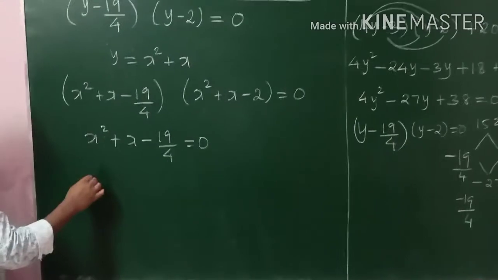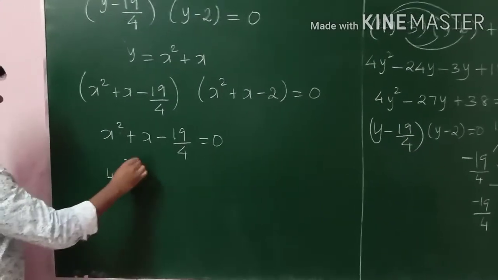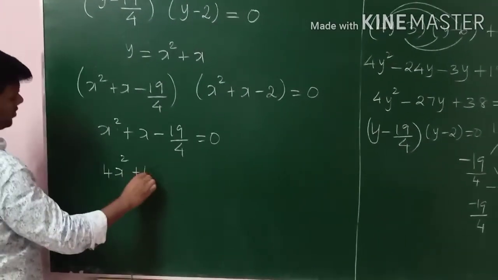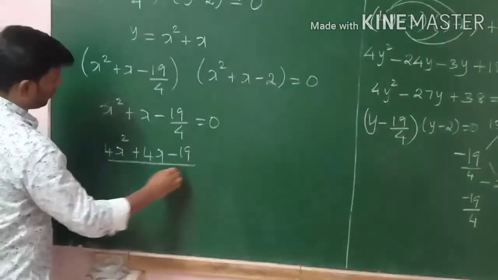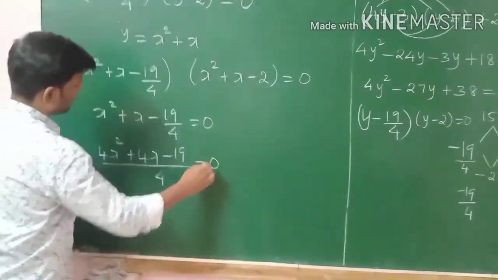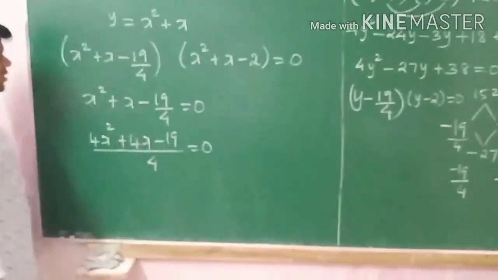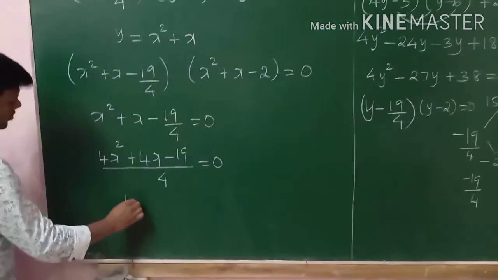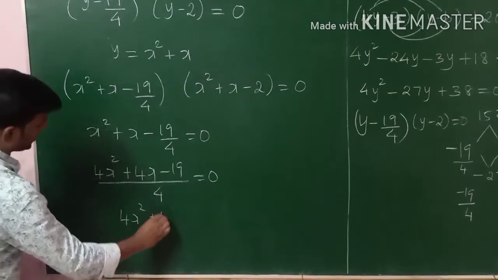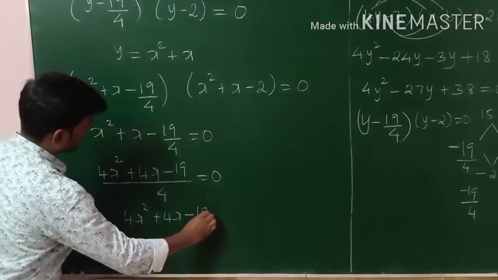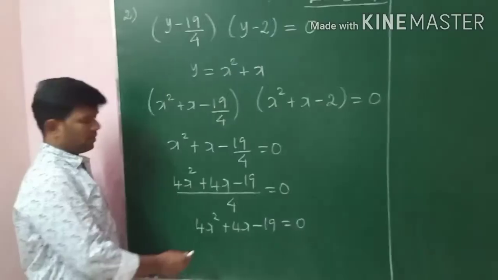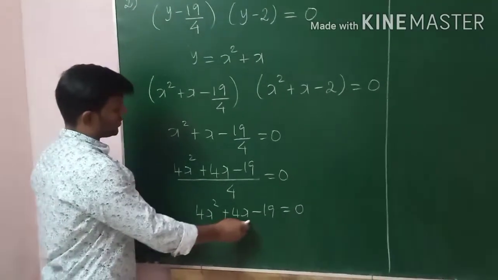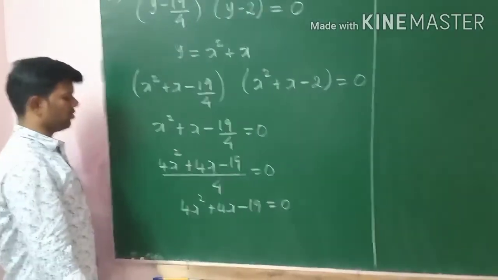So here you cross multiply. If you cross multiply, we get 4x square plus 4x minus 19 whole divided by 4 equal to 0. In the division for answer panano, multiply 4. So 4x square plus 4x minus 19 equal to 4 into 0 is what? 0. So 4x square plus 4x minus 19 equal to 0.